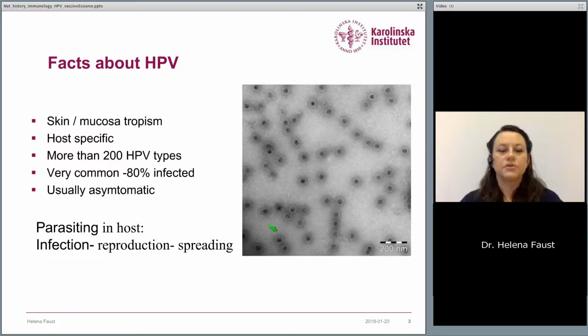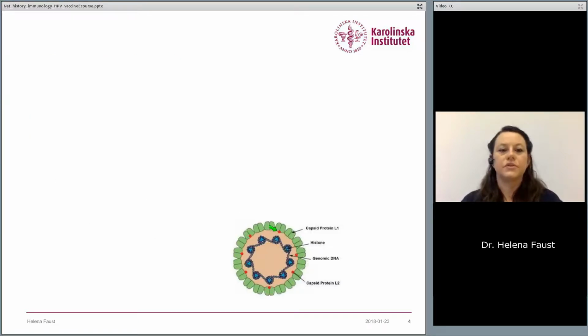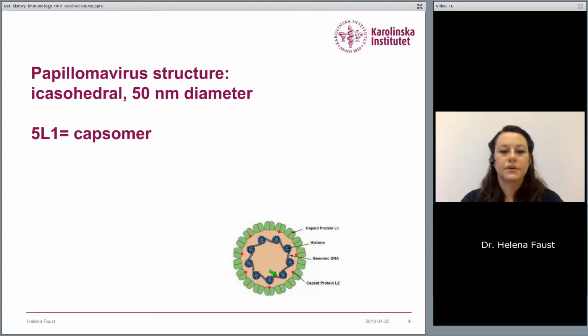HPV is parasitic in the host. It needs a host cell for infection, reproduction, and spreading. So that's how one HPV looks. It has the major capsid protein L1 here in green color. They have L2 in red color. And then they have their own genome here.